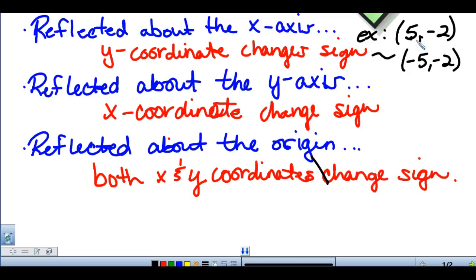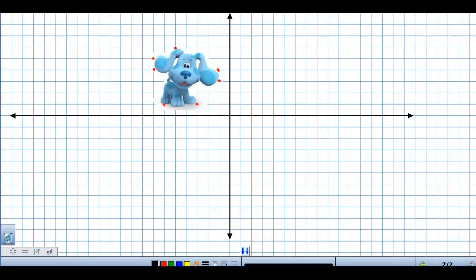Okay. All right. Now, hello, Blue. We have Blue here. She's a really clue-loving dog. Hopefully you've met her. If you haven't had the pleasure of meeting her, you've met her now.